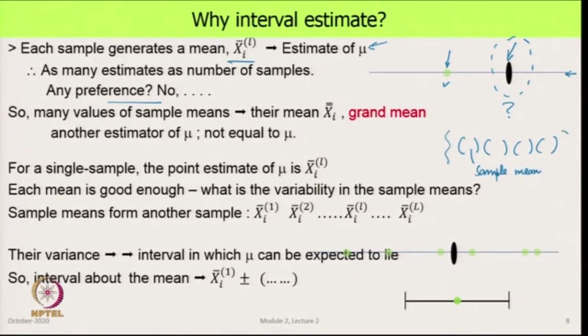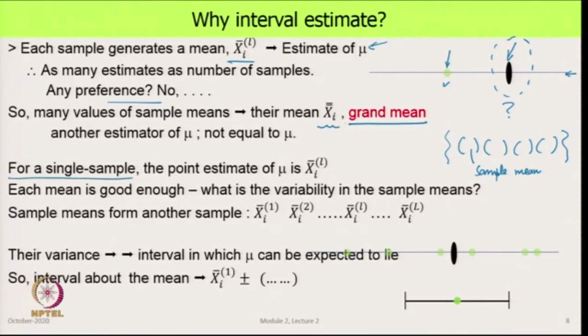This forms a set. The average of these values is xi with two bars on top. This is called the grand mean. Now, if you have a lot of samples, we can calculate the grand mean, but we are working in a case where in almost all uncertainty analysis we have only one sample. So, this could be another estimator of mu, but not equal to mu, and we will not be using this because we do not have too many samples to work with.